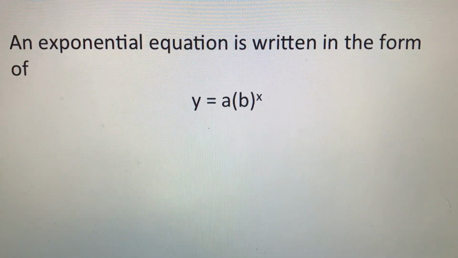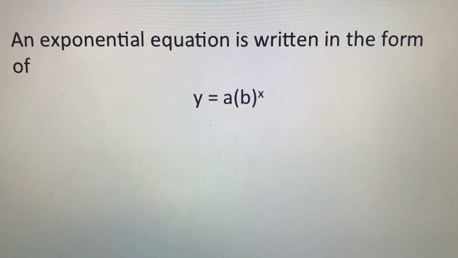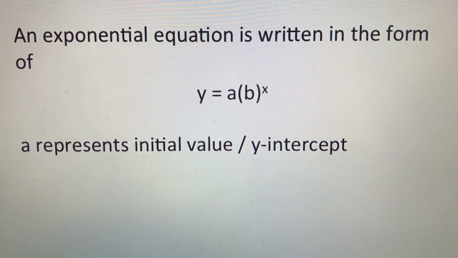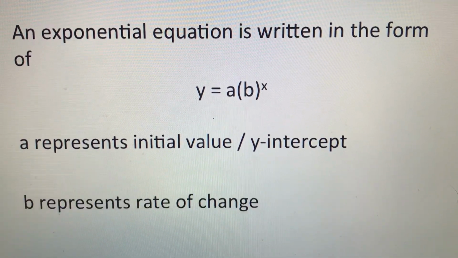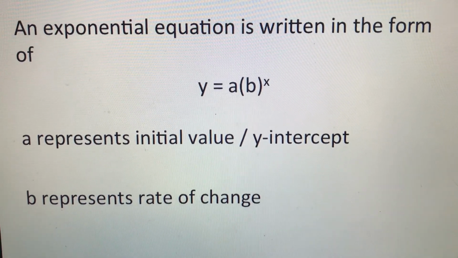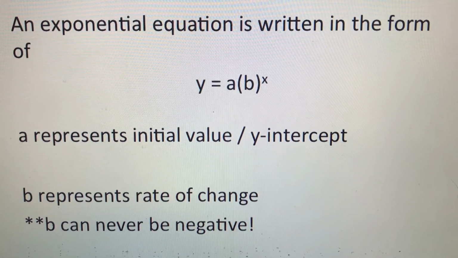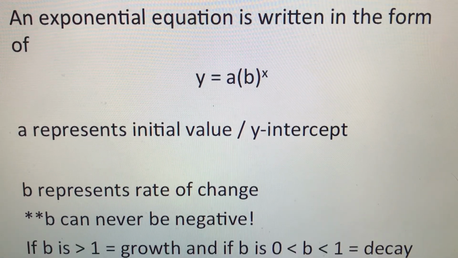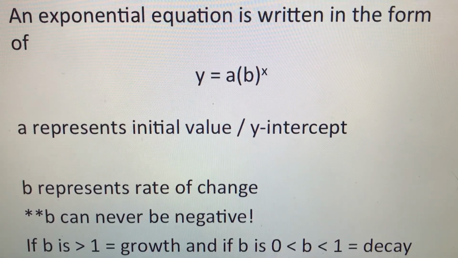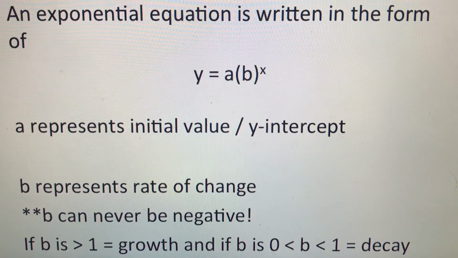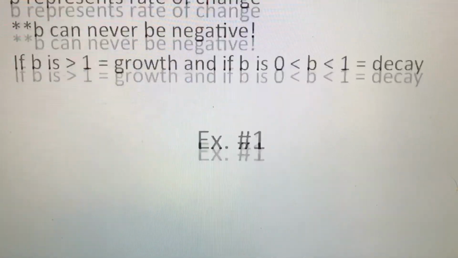As we know, an exponential equation is written in the form of y equals a times b to the power of x, where a represents the initial value, or the y-intercept, and b represents rate of change. Now note, b can never be a negative value. If b is greater than 1, that represents growth. And if b is greater than 0 but less than 1, that represents decay. Let's go to our first example.